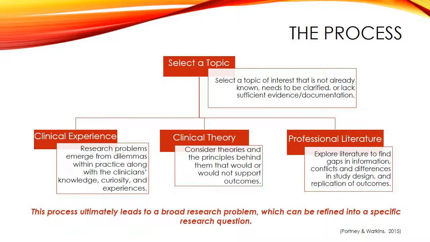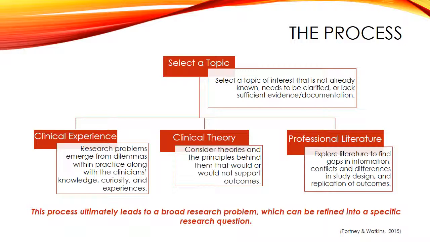So the process of formulating a research problem includes several steps. The first of which is selecting a topic. So you want a topic that is of interest to you, that is not already known, that needs to be clarified, or that there's currently a lack of sufficient evidence or documentation to. And research problems usually emerge from dilemmas within practice, and you want to consider theories and principles behind that topic and behind those problems that would or would not support outcomes of your study.